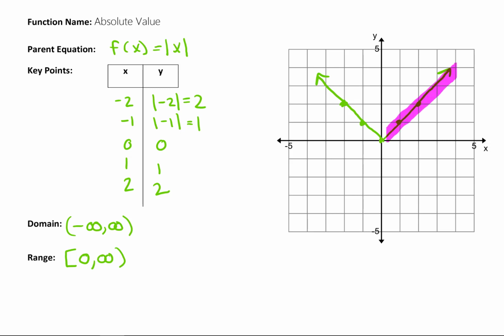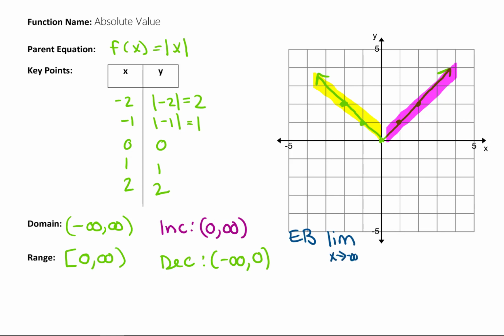Increasing and decreasing. So increasing is going to be 0 to +infinity. Decreasing, -infinity to 0. Again, those round parentheses. For end behavior, on the left-hand side, the limit as x approaches -infinity of f of x is +infinity, and the limit as x approaches +infinity of f of x is also +infinity on the right-hand side.